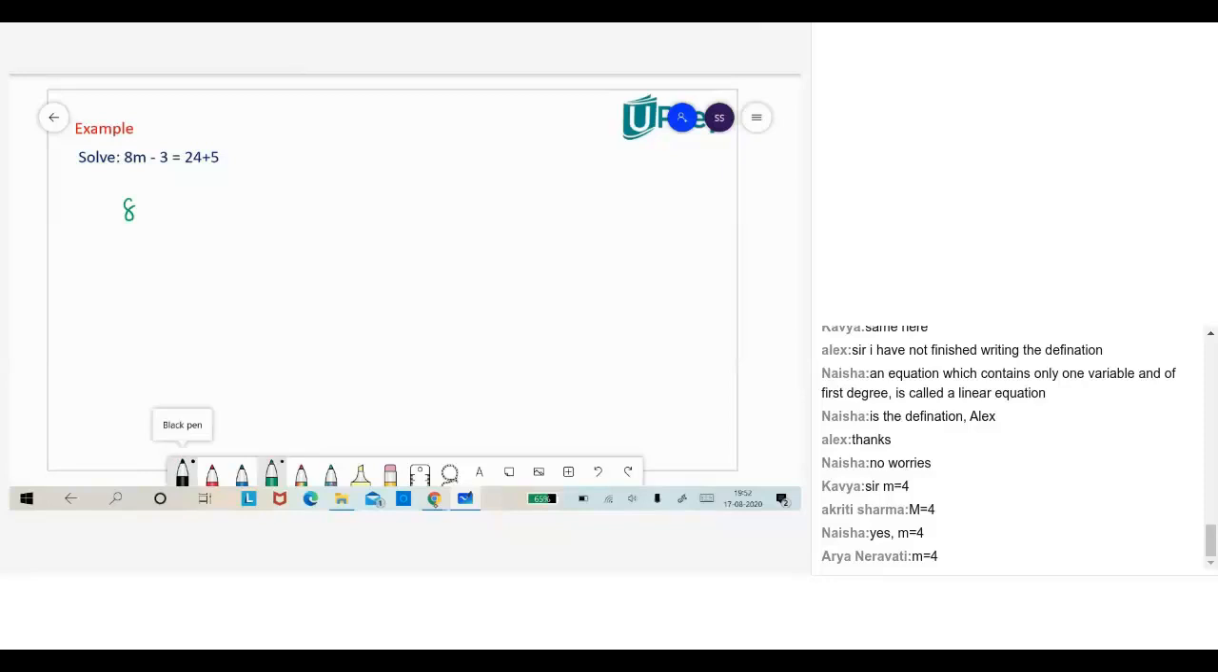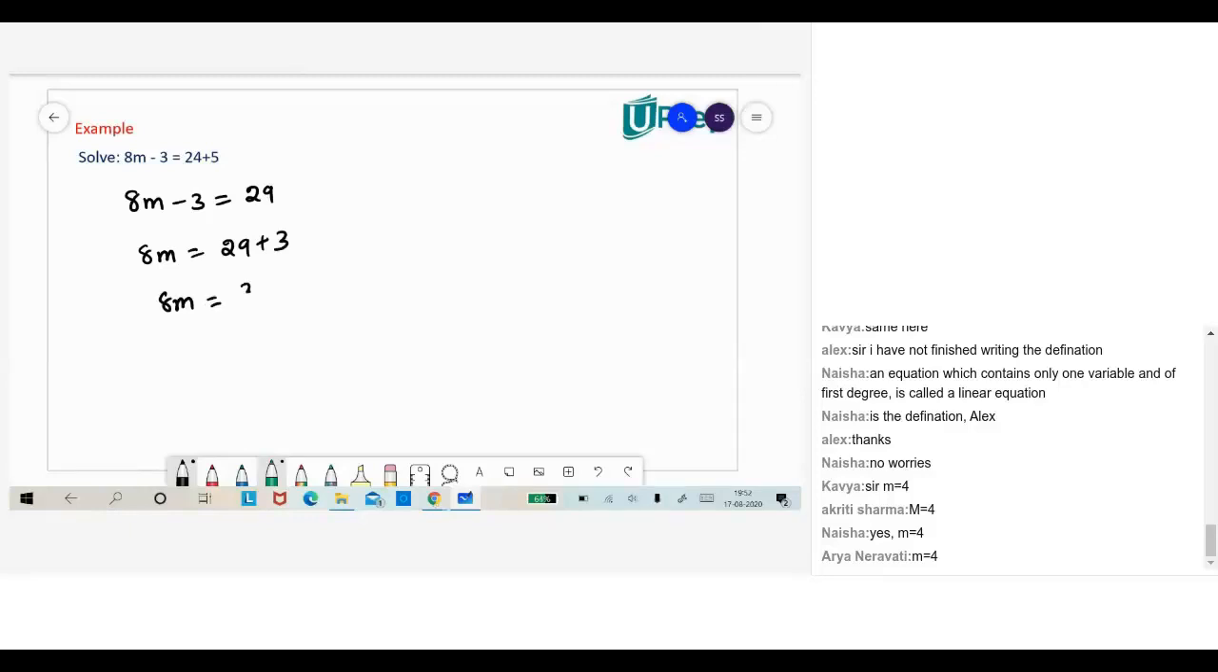8m minus 3 is equal to, what is 24 plus 5? It is 29. Is that? So 8m is nothing but 29 plus 3. So what is 8m? It's nothing but 32.